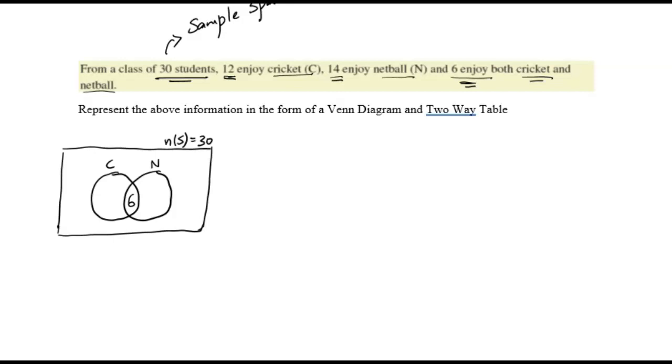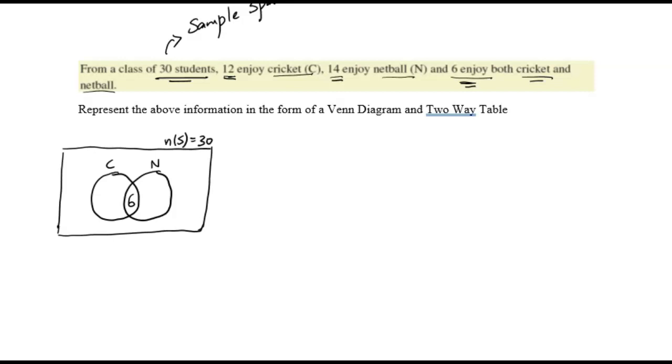In reality we only have 30 students, right? So obviously there are going to be some students who have common interests. At the same time, there could also be some students who might not be interested in either, and that's what we've got to figure out by filling out the rest of this Venn diagram. Right, now let's start with the cricket part.